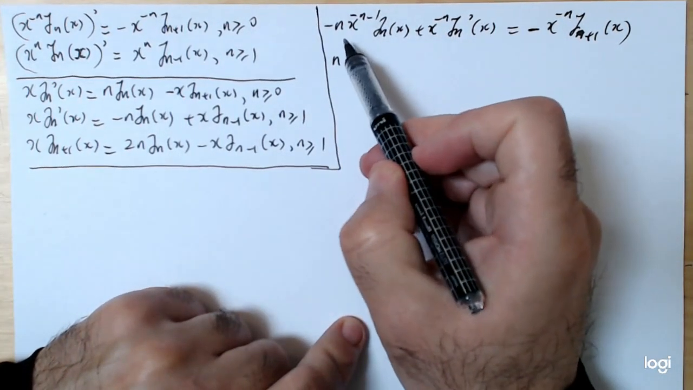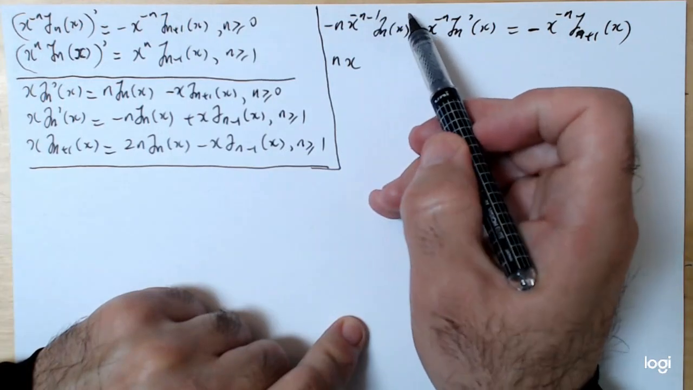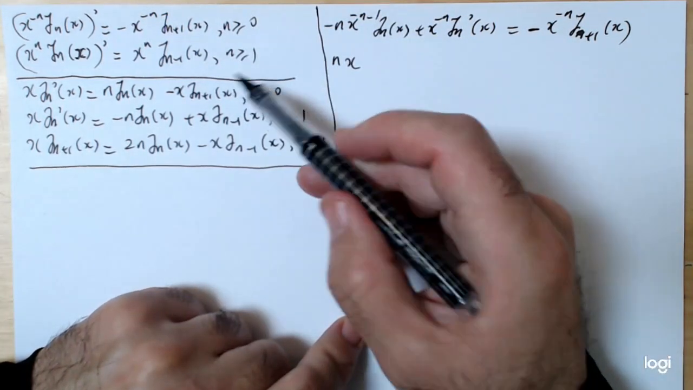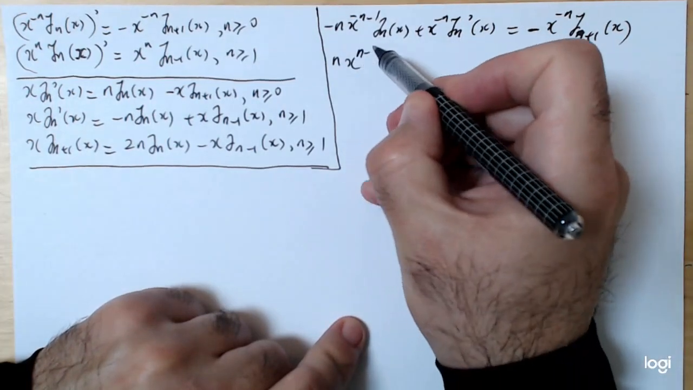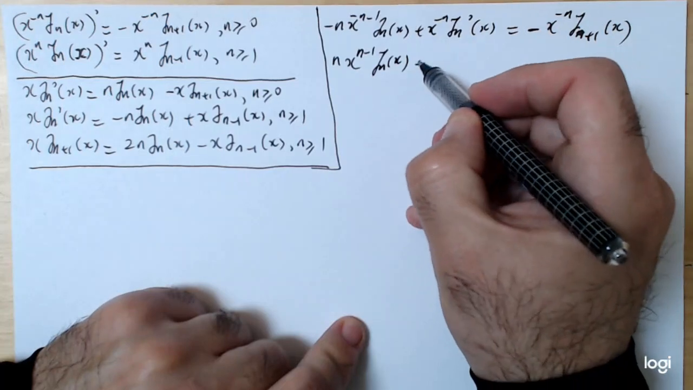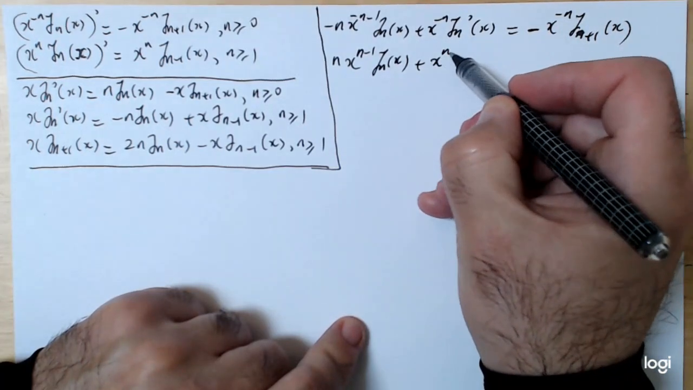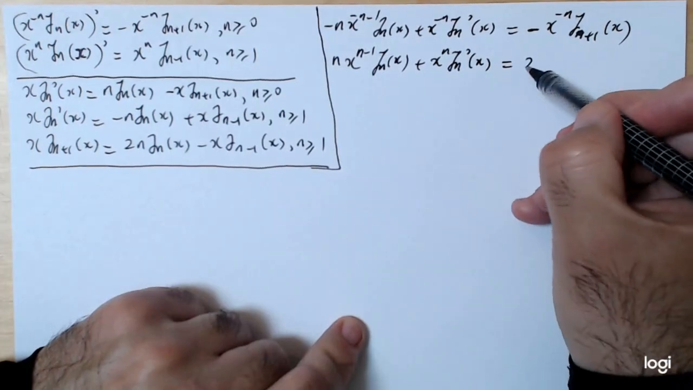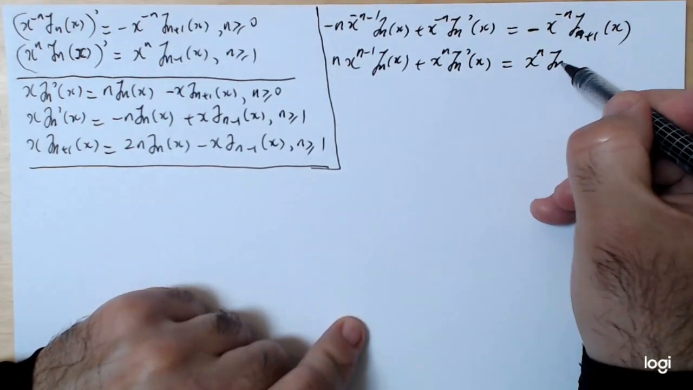So on the first one is minus n x to the minus n minus 1. On the second one, it's n x to the n minus 1 jn of x plus x to the n jn prime of x. And on the other hand, we showed it's x to the n jn minus 1 of x.